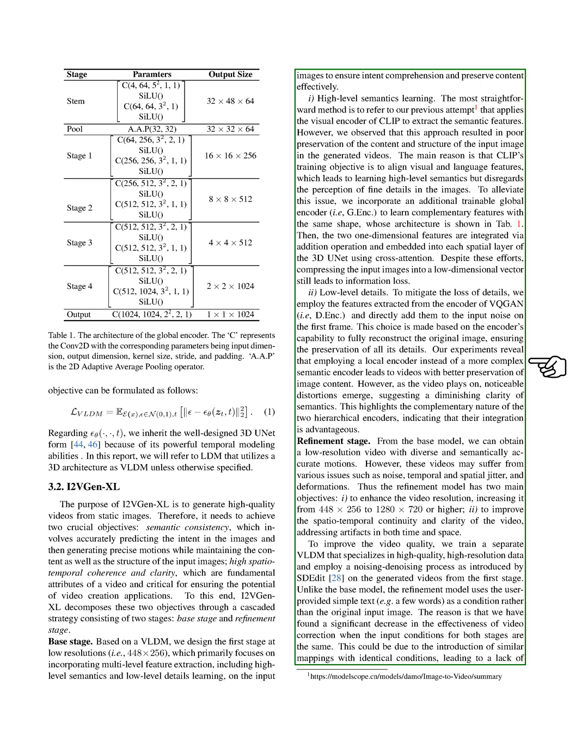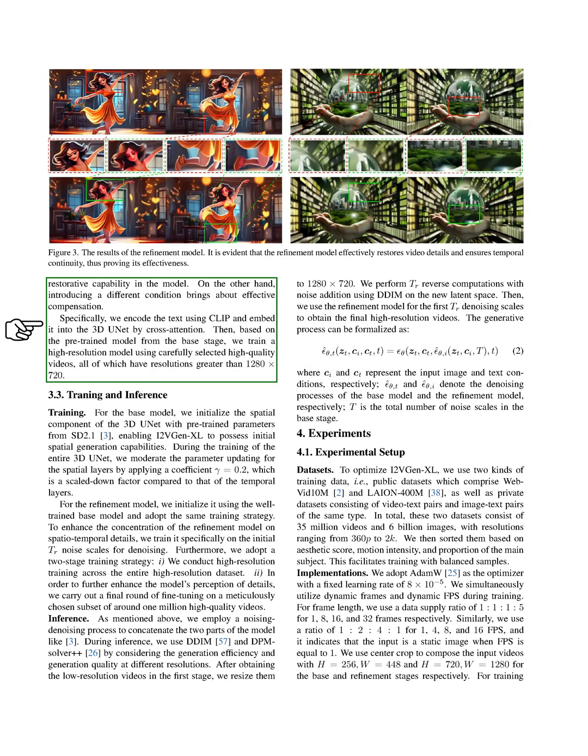In the refinement stage, we aim to enhance the video resolution and improve the spatio-temporal continuity and clarity of the video. To improve the video quality, we train a separate VLDM that specializes in high-quality, high-resolution data and employ a noising-denoising process on the generated videos from the first stage. Unlike the base model, the refinement model uses the user-provided simple text as a condition rather than the original input image. We found that introducing a different condition brings about effective compensation.